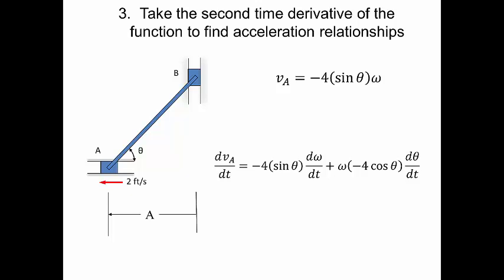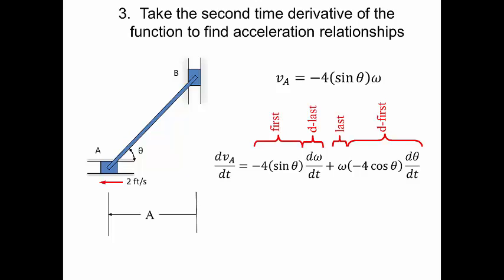which equals minus 4 sine of theta d omega dt plus omega times negative 4 cosine of theta d theta dt. Again, in order to solve this, we have to use the product rule and the chain rule. For the product rule, we take the first part of the function times the derivative of the last part of the function plus the last part of the function times the derivative of the first.